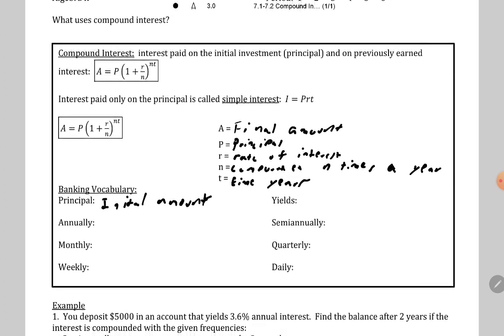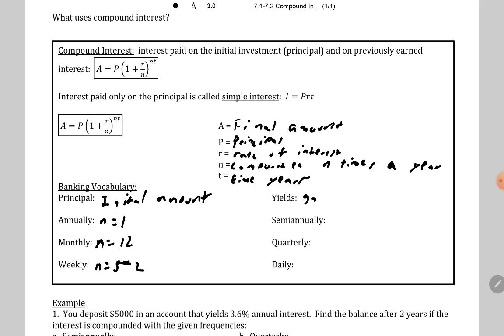So let's look at this. Annually, if they compound it annually, that means they do it once a year. So N equals 1. Monthly means 12 times a year. Weekly means 52 times a year. Yields means gains, how much you gained or lost. Semi-annually means they do it twice a year. Quarterly means 4 quarters in a dollar, so 4 times a year. And then daily, every day, for 365 days a year.